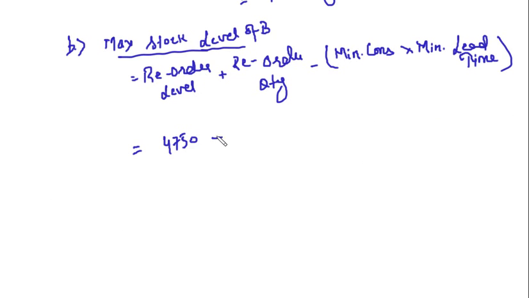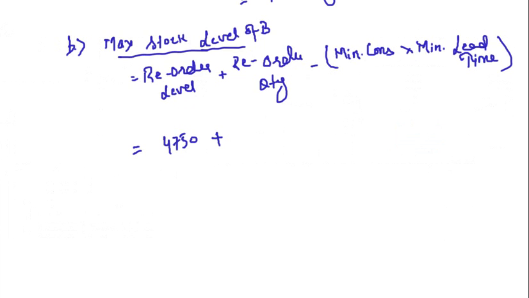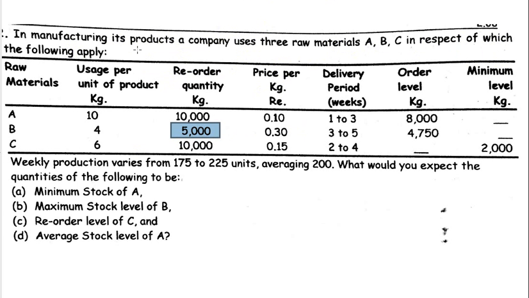4750. Now what is the reorder quantity for B? Reorder quantity is 5000 units. Okay, 5000. Now what is the minimum consumption? Minimum consumption is minimum production, 175 units. 175 units, and if you produce 175 units, then how much B will be consumed?